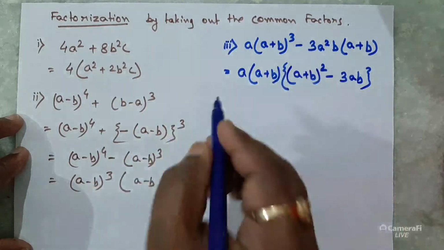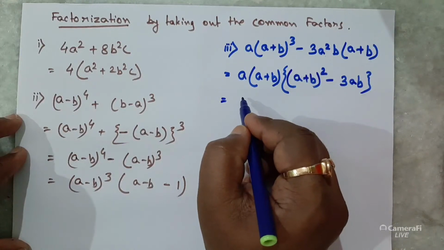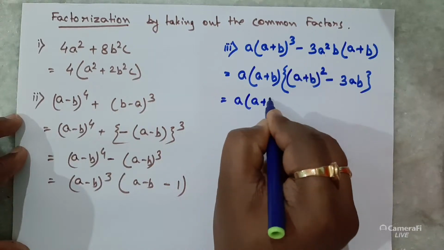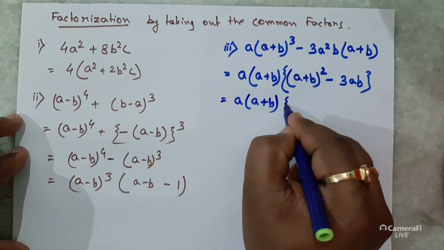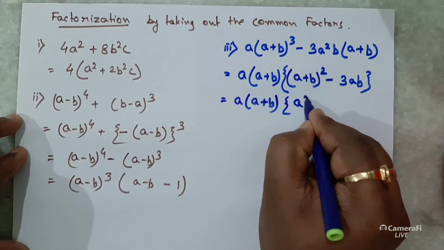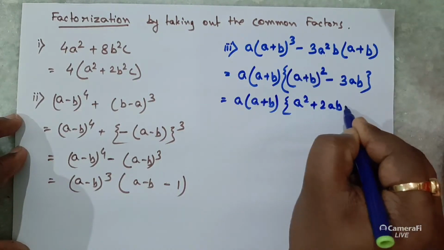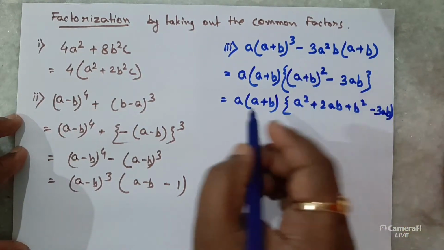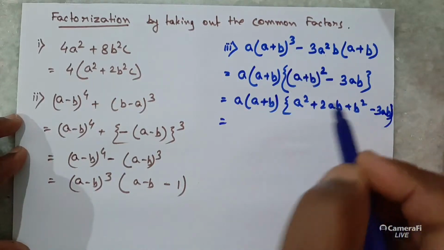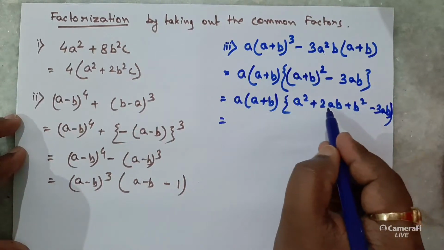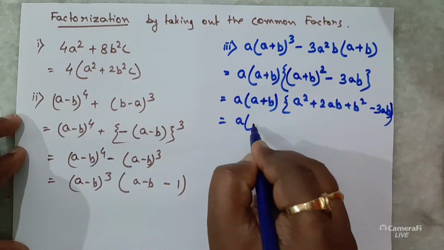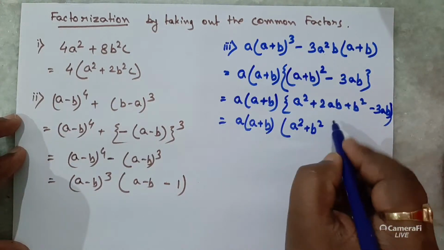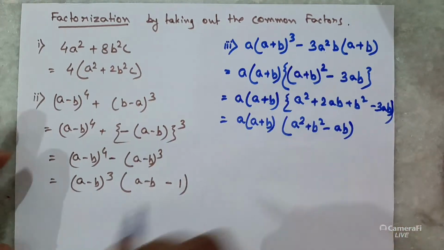Okay, so next what will we do? Simply we will write the square of a plus b whole square, and the formula of a plus b whole square is what I have written. Okay, now see, plus 2ab minus 3ab, so it will be a into a plus b into a square plus b square minus ab. This is the answer.